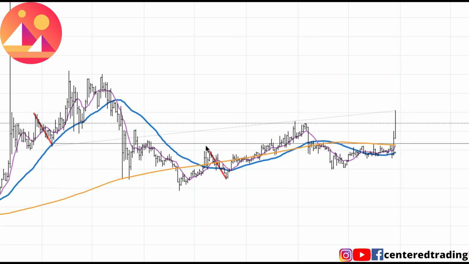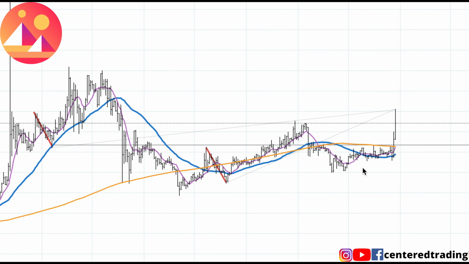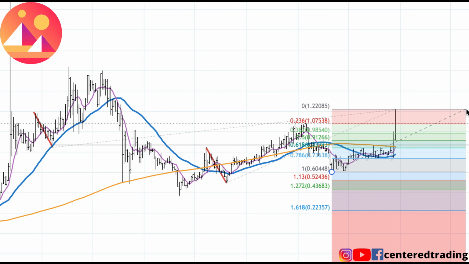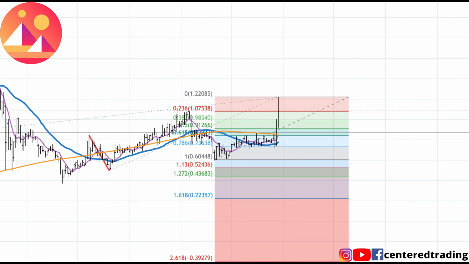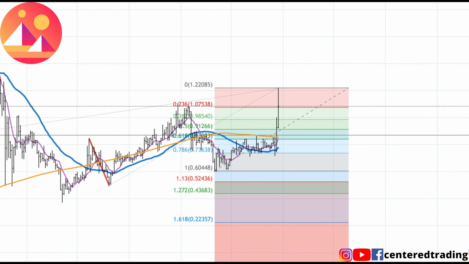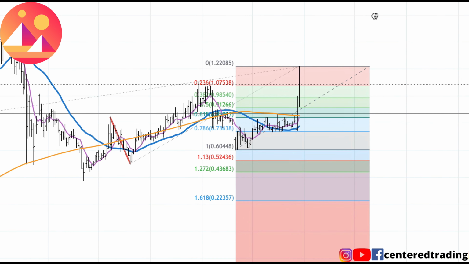Next, I can use this piece over here, this pullback, pivot high, pivot low, pivot high, using that trend-based Fib extension. Next, I can use my Fibonacci retracements, clicking from that pivot low to pivot high. For this one, we do have a 0.618 slightly below that cluster or semi-confluence support that we just did.